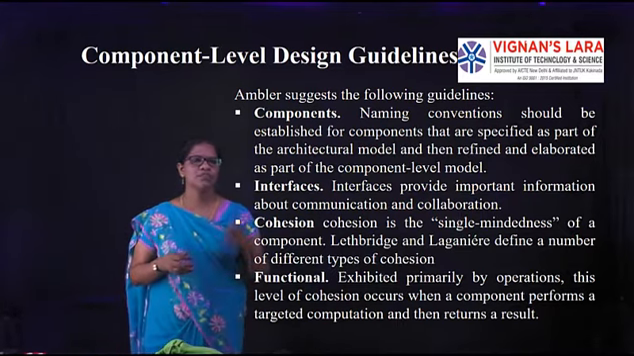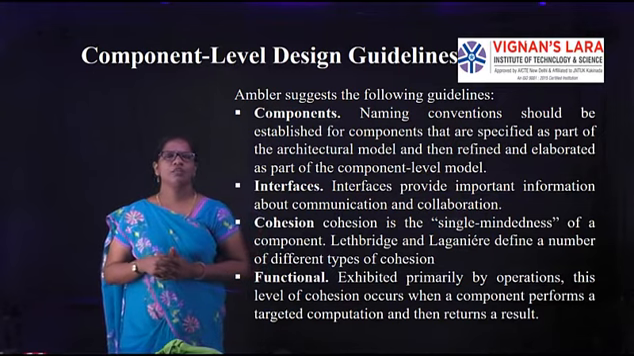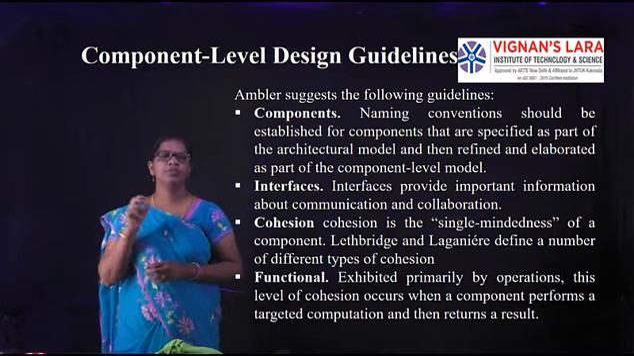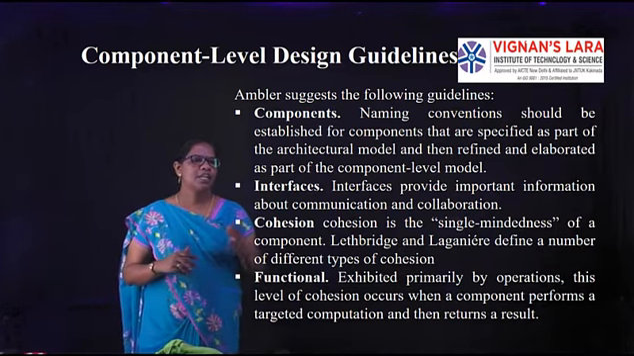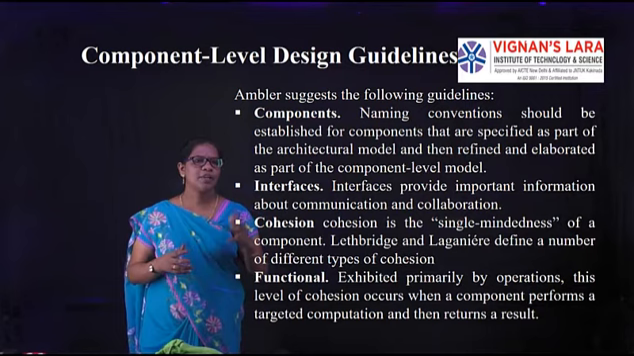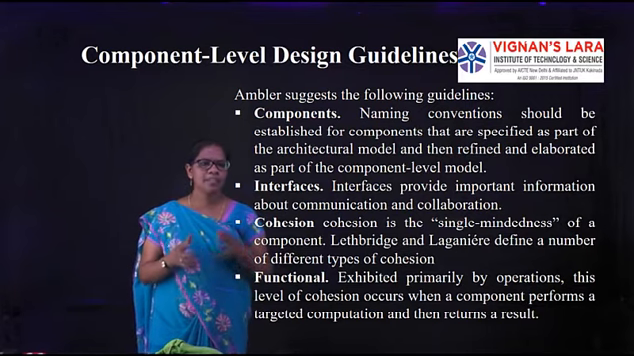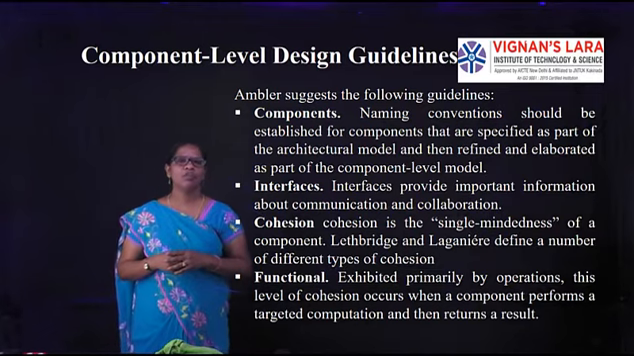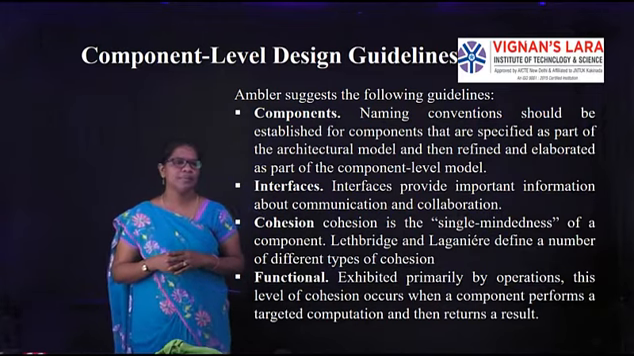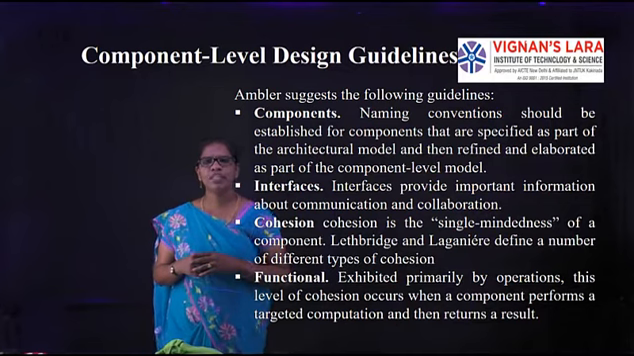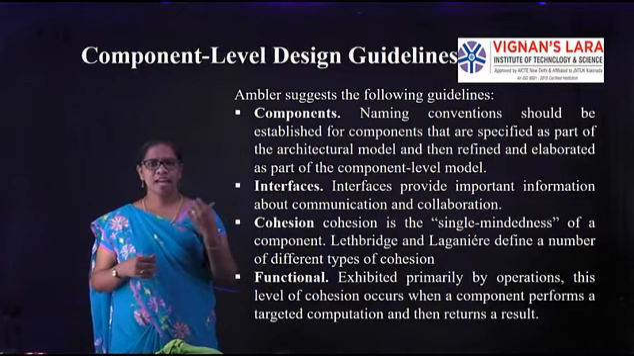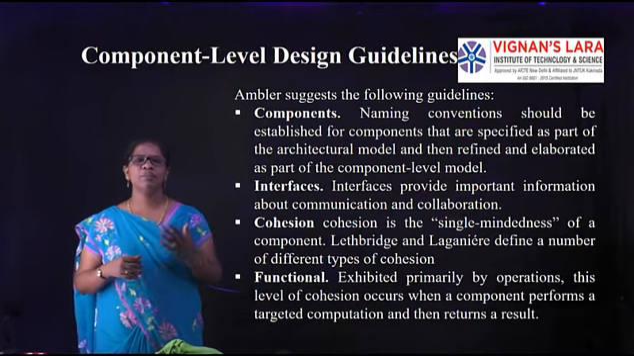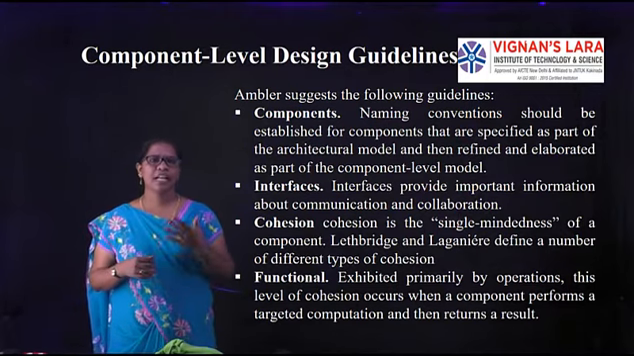What are those? The first one is components. So what is a component? A component is a small module, that means some unit of work. Naming conventions should be established for the components that are specified as part of the architectural model. So in the architectural model, whatever components you use should be named. For example, if you are using graphical icons, we have to place some name on those icons for convenience.